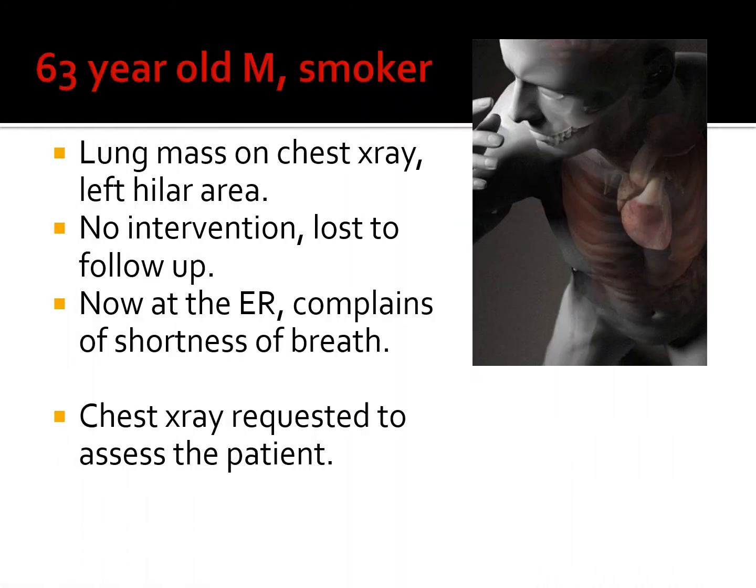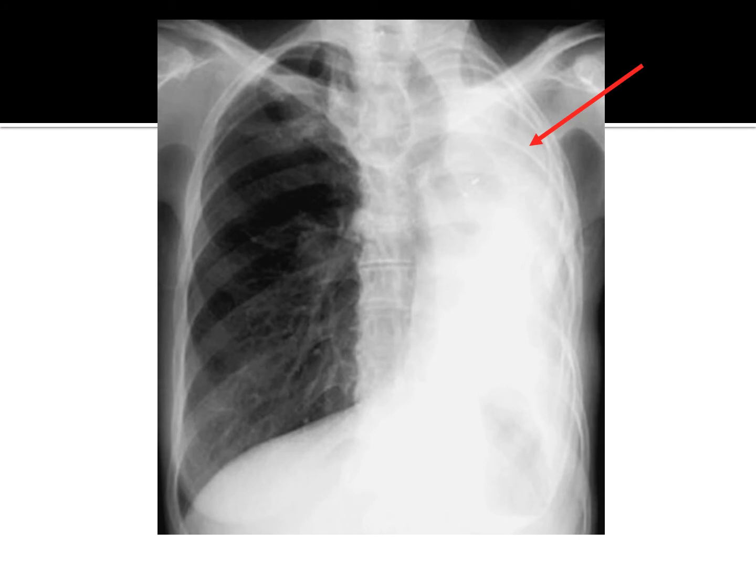Our next case is a 63-year-old male, a smoker. He had a lung mass on chest X-ray, a left hilar mass. No intervention was done, and he was lost to follow-up. Suddenly, he went to the emergency room with complaints of shortness of breath. Okay? Chest X-ray was requested to assess the patient's present condition. This is the chest X-ray of the patient.